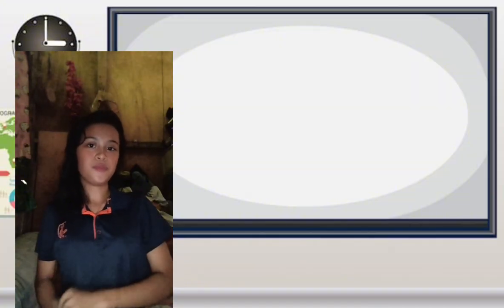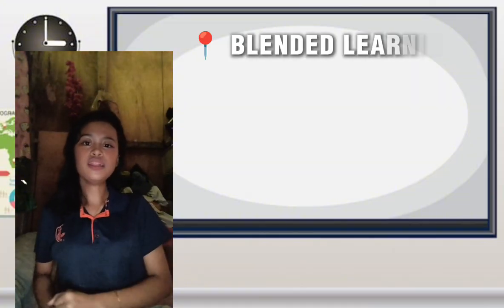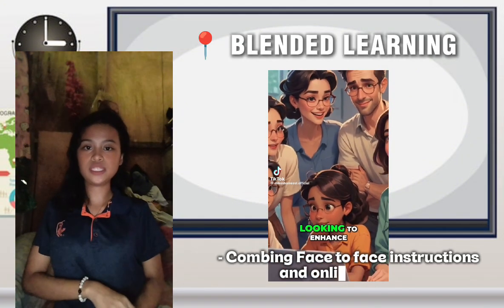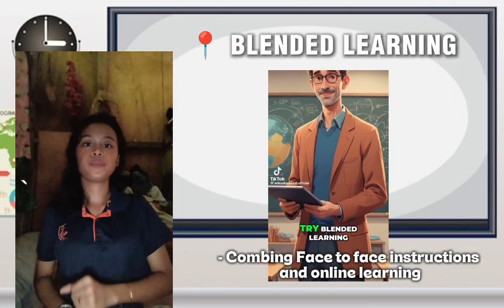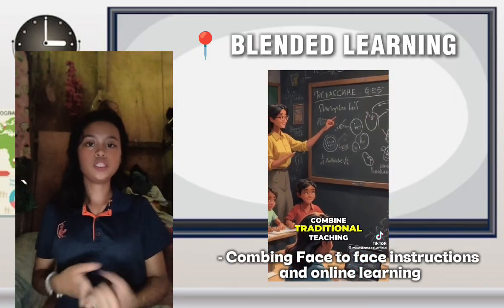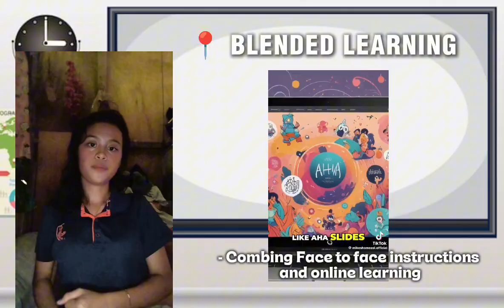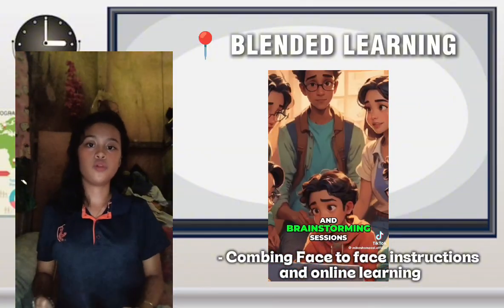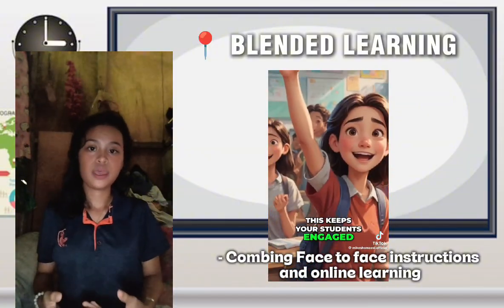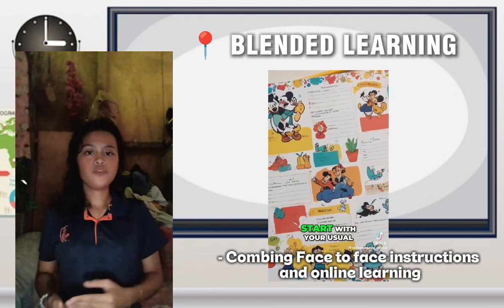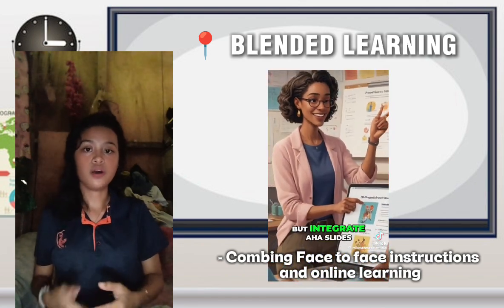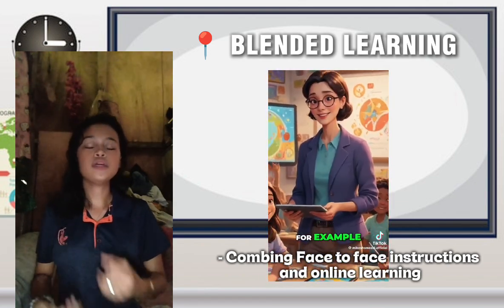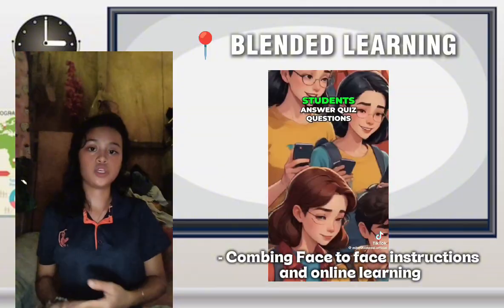So next we have blended learning. Blended learning means combining face-to-face instruction with online learning. So students use digital tools and computers, but they also go to school for actual classes. Well, there are different types or models of blended learning. First, we have the station rotation model.